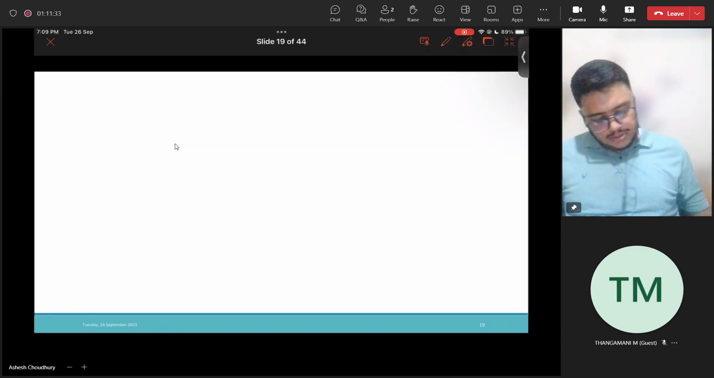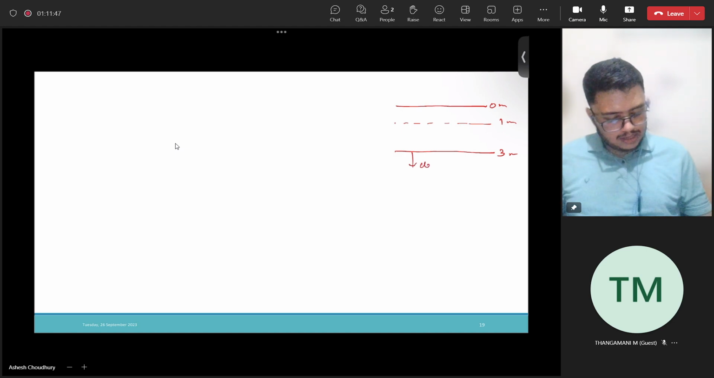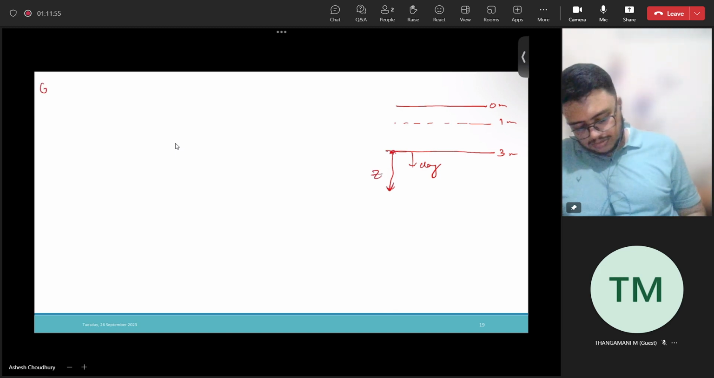Okay, so this was the ground level, this is the drainage level, this was the initial water level, and below this we have the clay layer, right? This is completely clay. Now measure z from this point, so this is z. Now case 2, only clay layer.